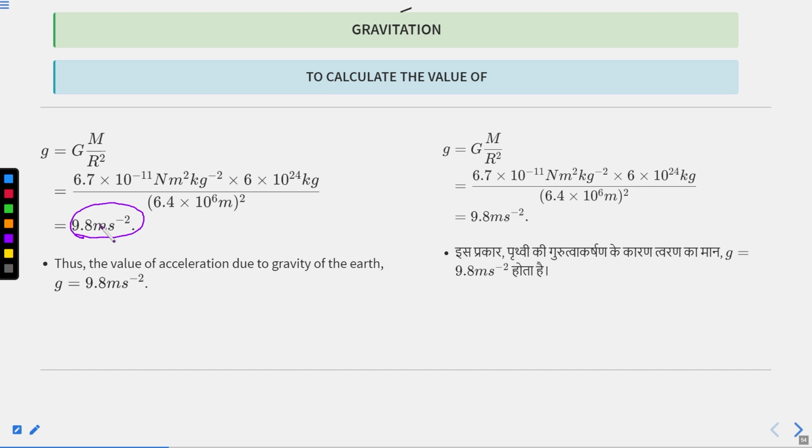But for calculation's sake, to make calculation easy, we will sometimes take the value of g as 10 meter per second square. But the actual value of gravitational acceleration is 9.8 meter per second square. Clear?